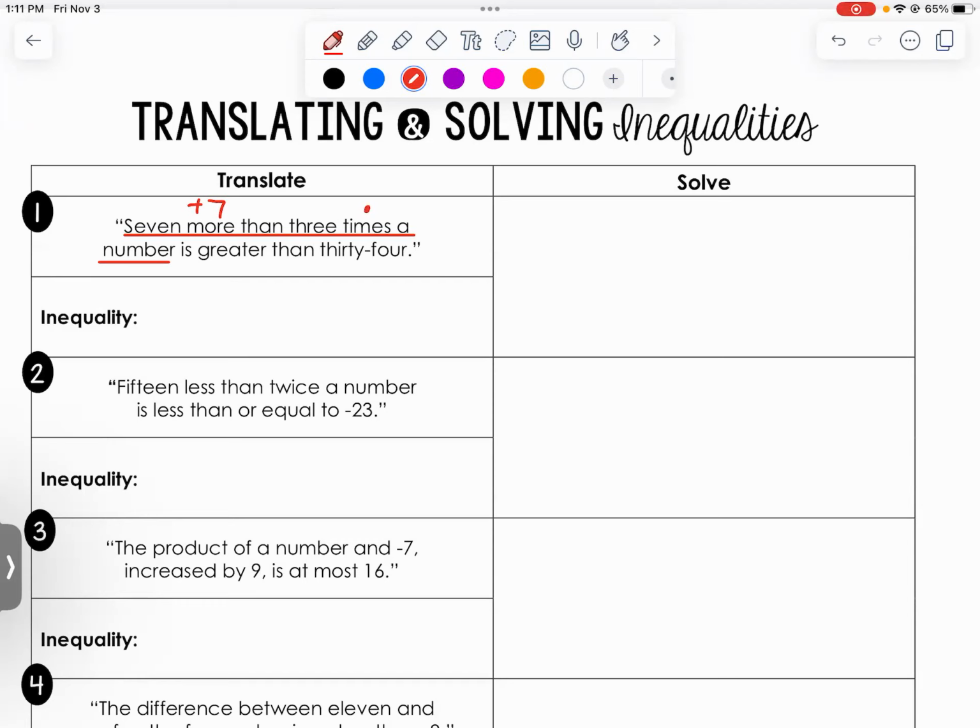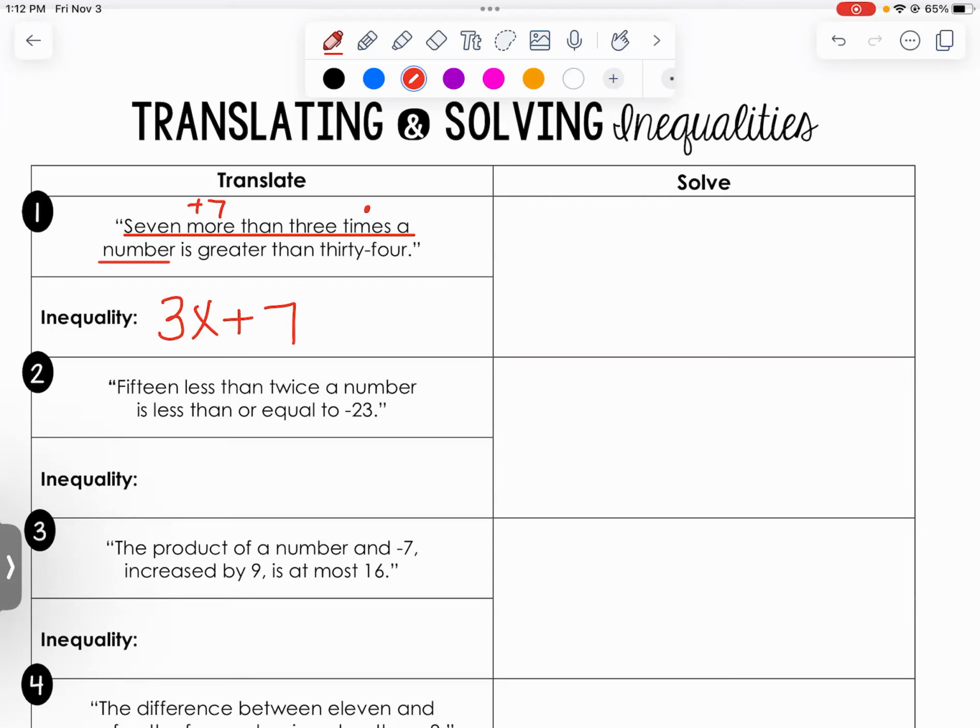I don't care what a number is. You can say X, you can say A, you can say C. Anything but O is probably going to be just fine. So 7 more than 3 times a number would look like this right here: 3x plus 7. When we have those phrases, a number more than, a number subtracted from, a number less than, those are our backwards phrases.